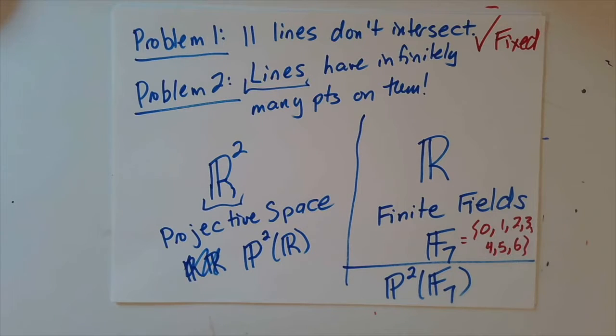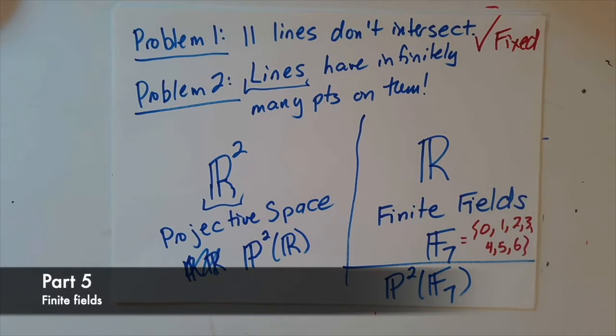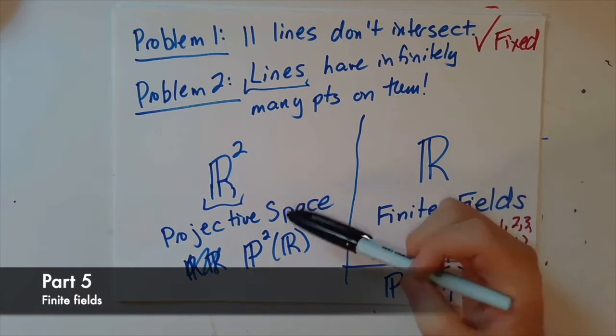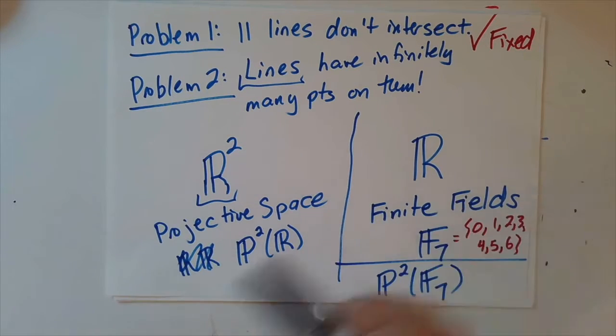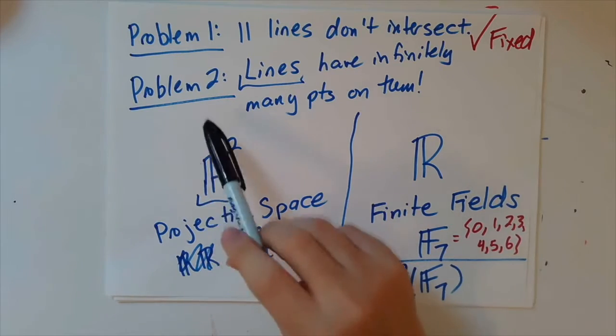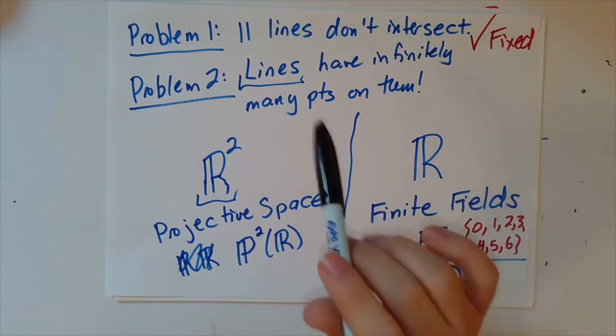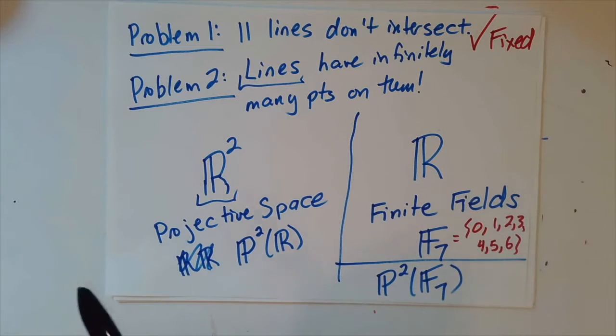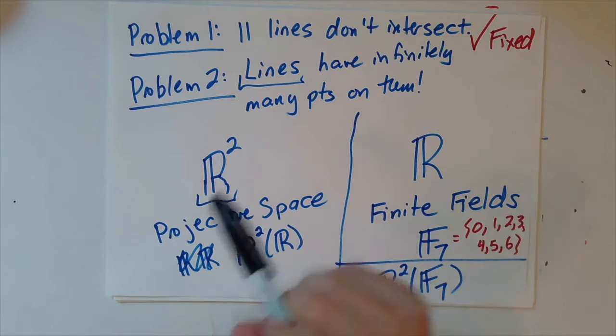Welcome back, class. As a reminder, last time we talked about the construction of the projective space P2 of R. We added a bunch of points to R2 to make it so that every pair of lines, including parallel lines, intersected at a point, like the cards in a spotted deck.